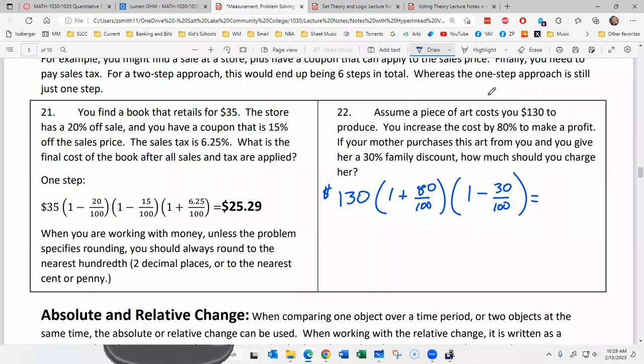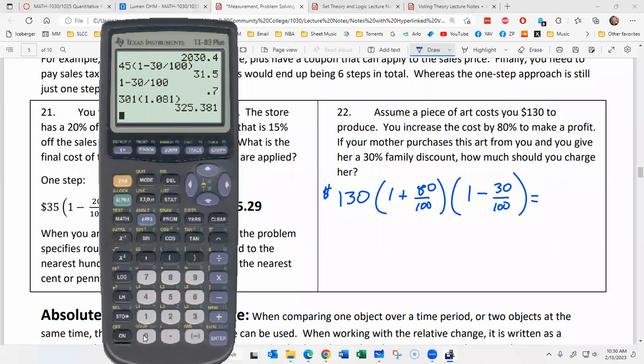And you can do all the increase and decrease. And I mean, maybe there's tax as well. All of that can just be done basically in one multiplication in your calculator. You would charge her $163.80.